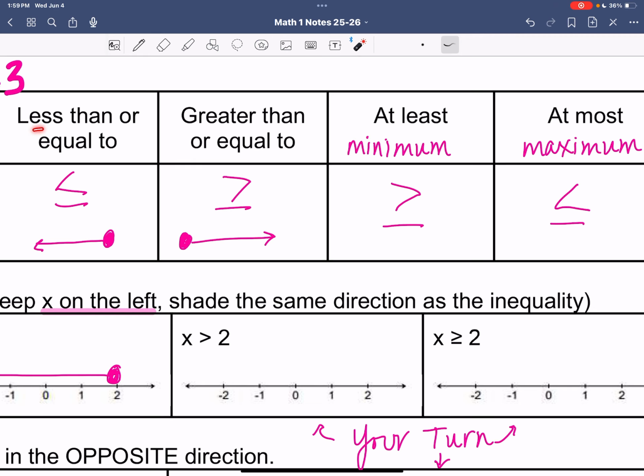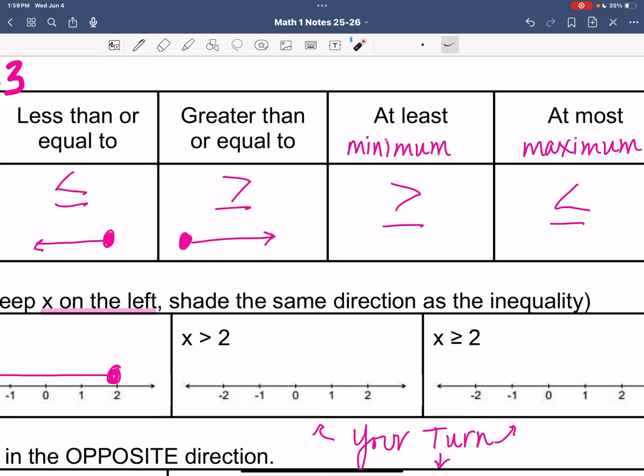This part, so here's your less than, and then this part right here, equal to, is this part. So it's very important because it includes that point. So it's going to be all the numbers including that point. So it is closed, and then you're going to go that direction. Now greater than or equal to means that it includes that point, but it's going to be all the numbers including that point that are larger.